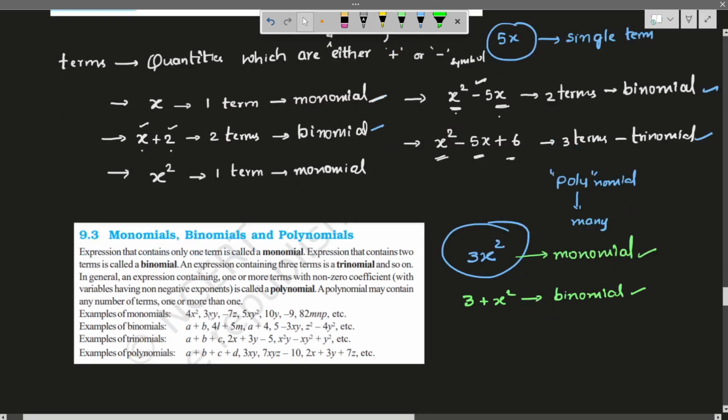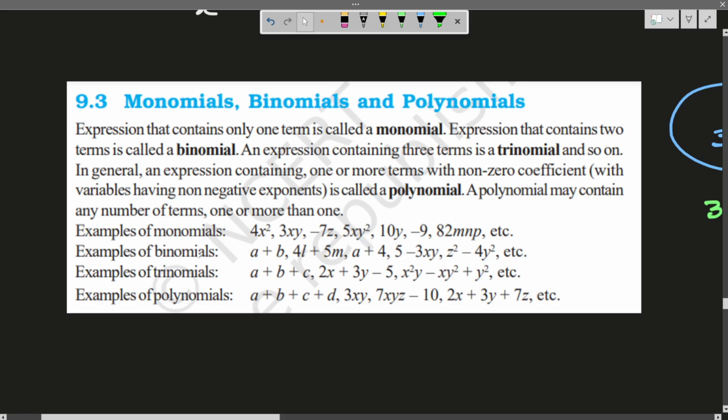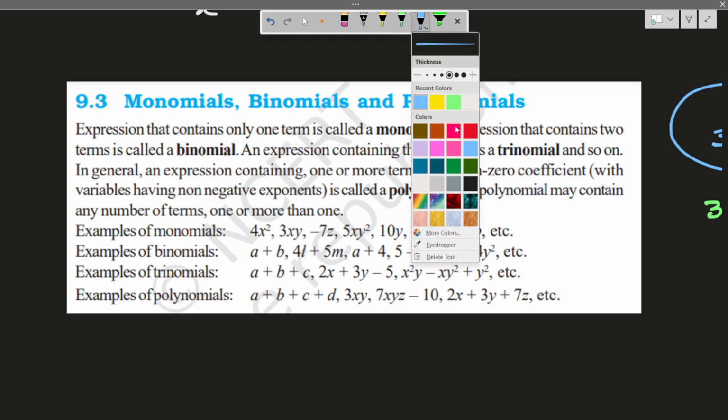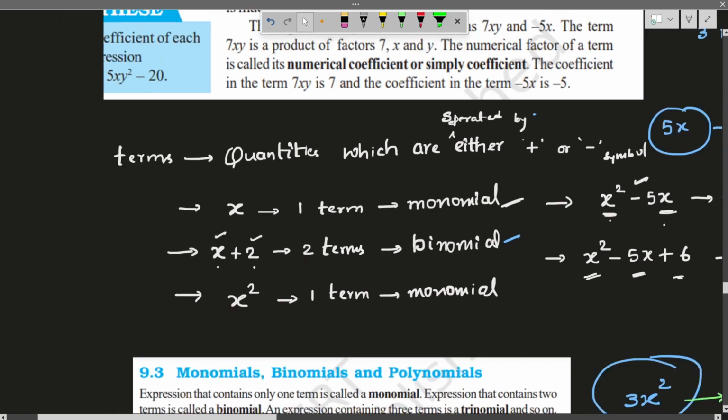You can see some examples here. Examples of monomial means single term. This is a single term, this is a single term, and this is also a single term. What we have discussed in the above lines is what is given in the paragraph.